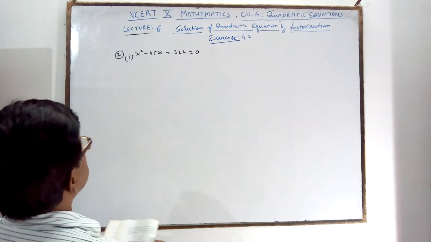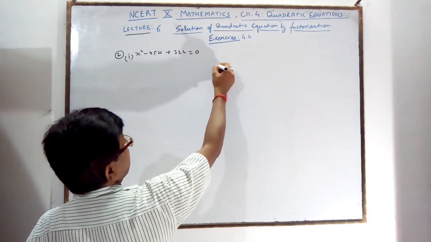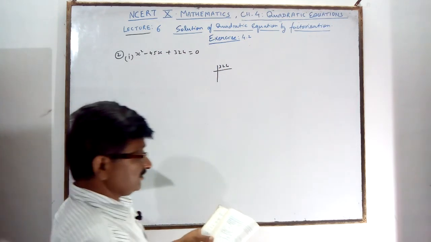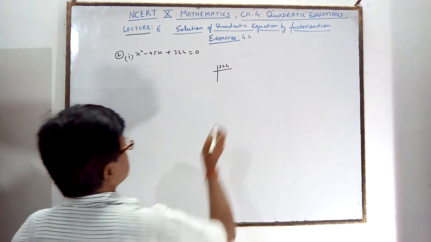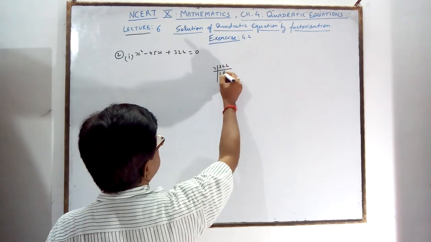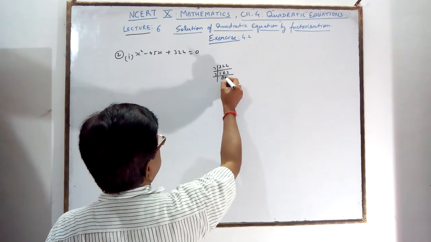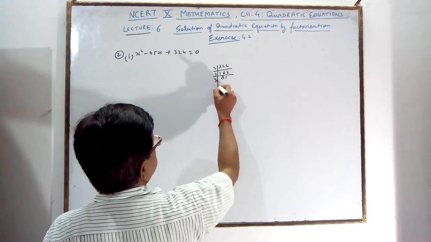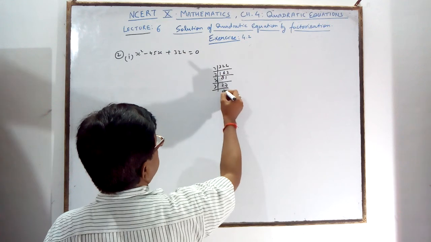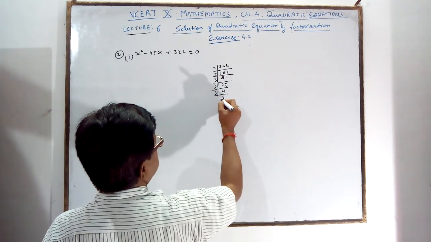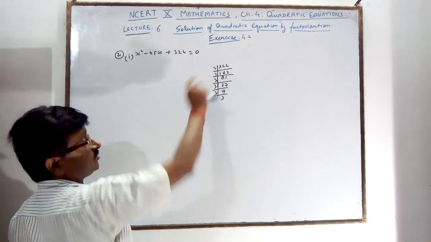So how will you factorize it? 324, you factorize. If you don't know, then you factorize like this. It is given directly in the example book. 324 is 2 times 162, 2 times 81, 3 times 27, 3 times 9, and 3 times 3. So these are the factors, in which you want the sum to be 45 and the product 324.